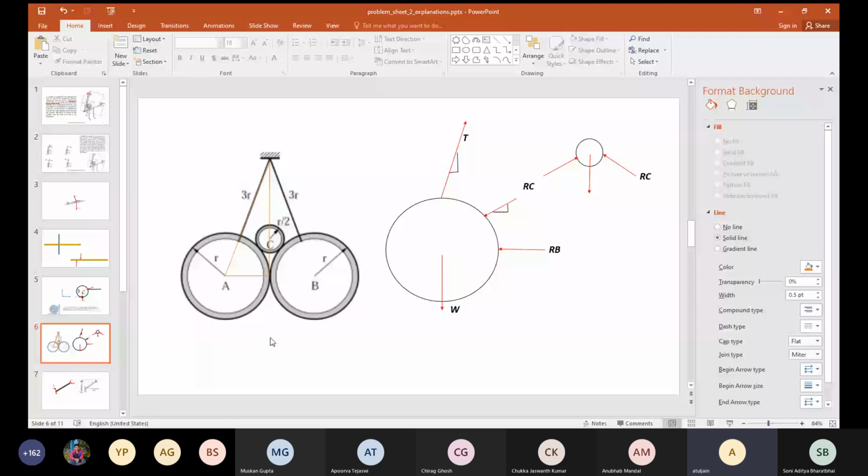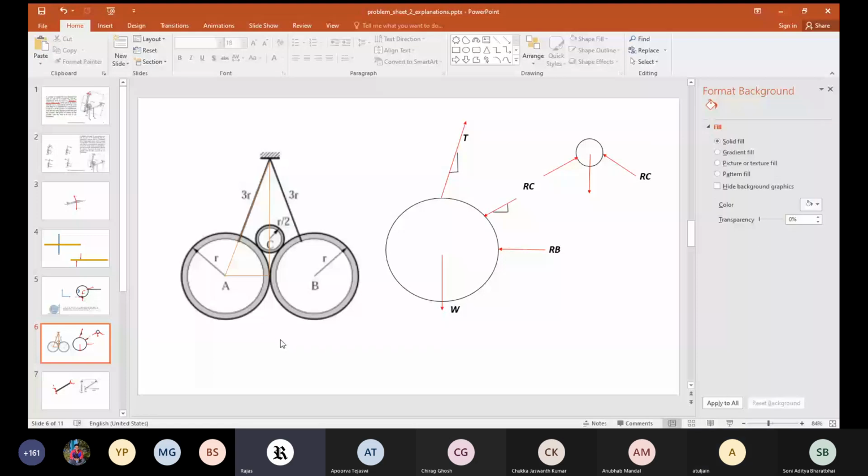Can you please explain again why RB is 0? RB is 0 when equilibrium is lost, the small cylinder C will fall to the ground. And when the small cylinder C is about to fall to the ground, just before it is falling, the contact between A and B will be lost.